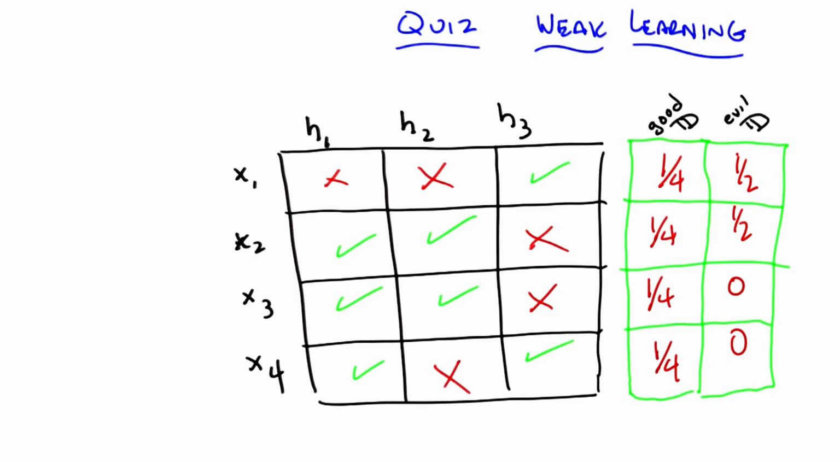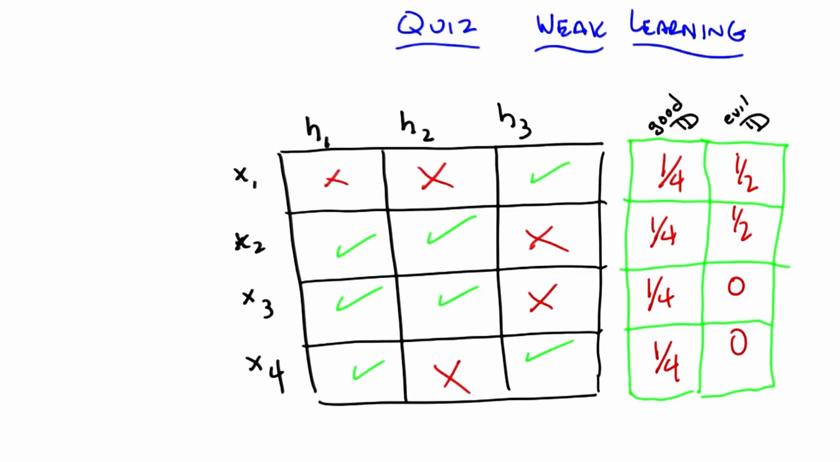Now, I don't know if there are others. Certainly putting all the weight on x2 and x3 is no good because H2 and H1 both get those. Putting all the weight on x3 and x4 is no good because H1 gets all of those correct. In fact, we have to have some weight on x1, right? Otherwise, H1 is the way to go. Right. So, yeah, it's interesting.